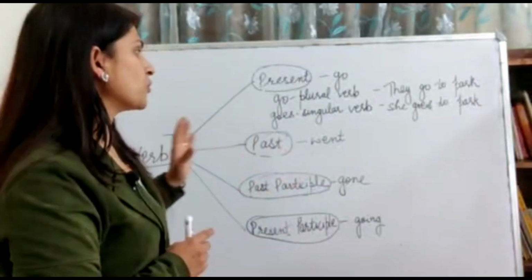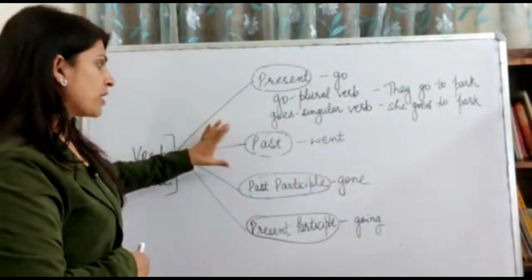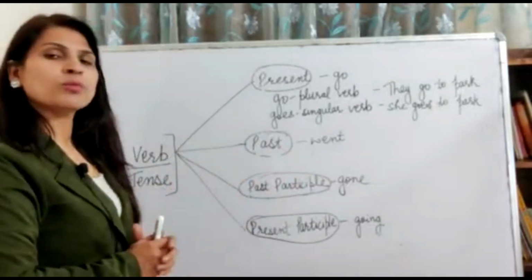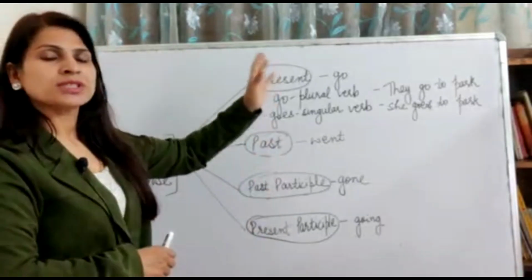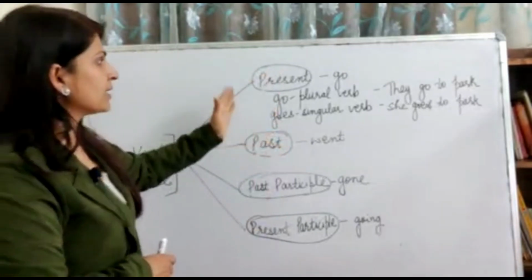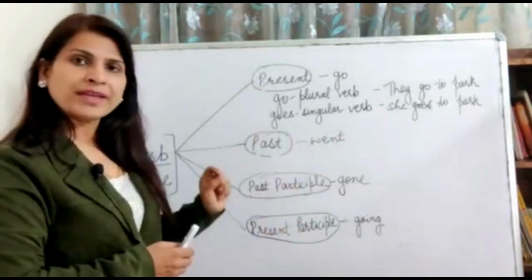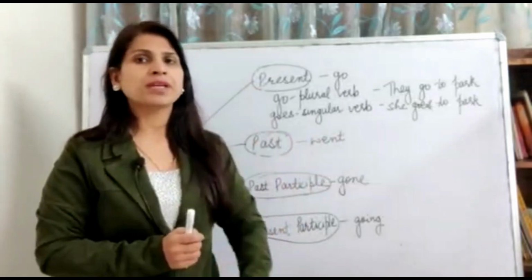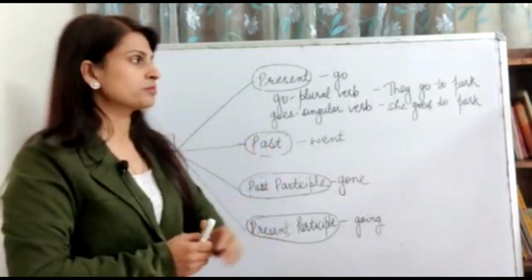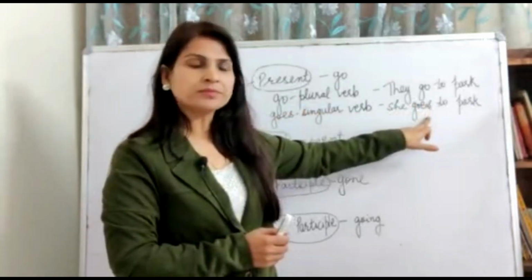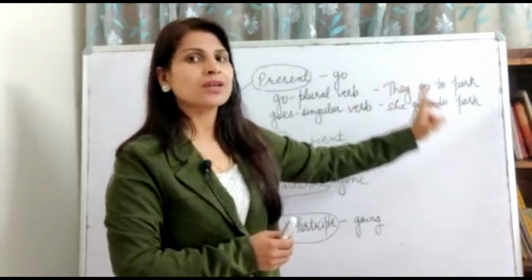And these are the forms of verb which are used in the tenses. We use the present form of verb, the past form of verb, the past participle form of verb, and the present participle form of verb. The present verb shows the actions which are the usual actions. And this verb also has two forms, the singular form and the plural form. When we add s or es with the verb, it becomes the singular verb. And when the verb is in its base form, it is the plural verb. The singular subject uses the singular verb and the plural subject uses the plural verb. They go and she goes.